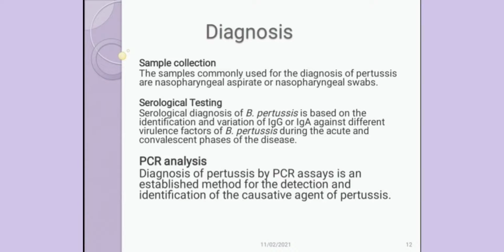Serological diagnosis of Bordetella pertussis is based on the identification and variation of immunoglobulin G or immunoglobulin A against different virulent factors of Bordetella pertussis during the acute and convalescent phase of the disease. Then PCR. PCR means polymerase chain reaction, which is used to detect genetic material from the specific microorganism. Diagnosis of pertussis by PCR is an established method for the detection and identification of the causative agent of pertussis.